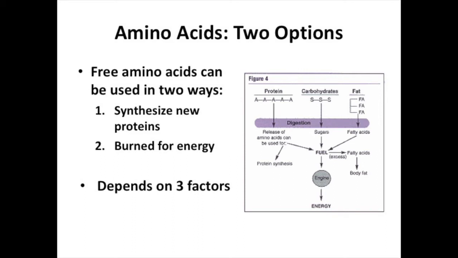Now, an amino acid that is absorbed by your digestive system can be used two ways. Our body can either use it to make new stuff, so make that keratin or that collagen or those hormones or those enzymes, or it can burn that amino acid for fuel. That is an option as well. Which one it decides to do depends on three different things.